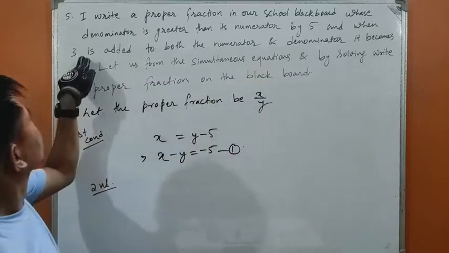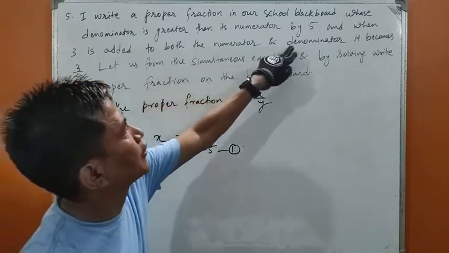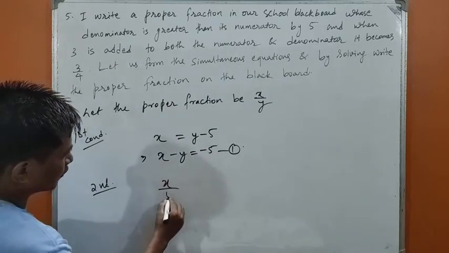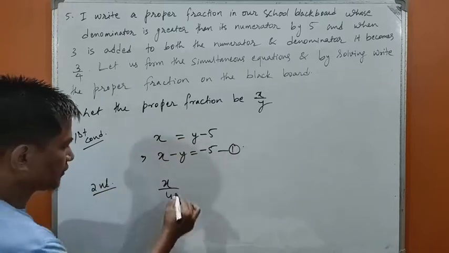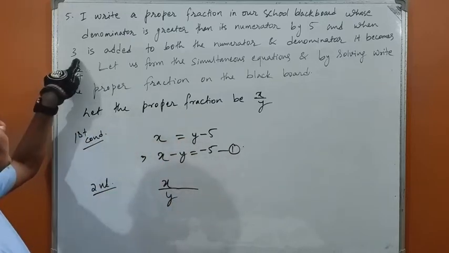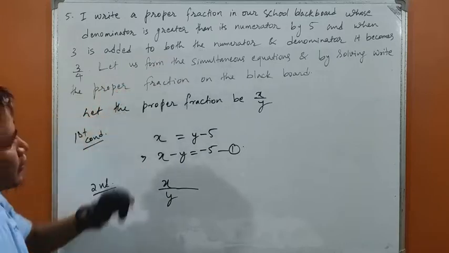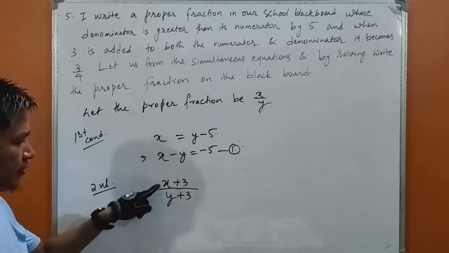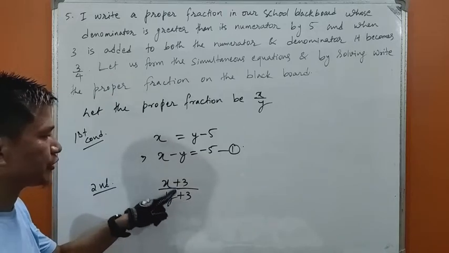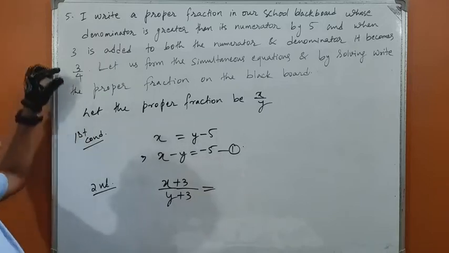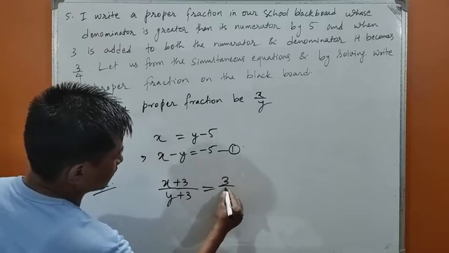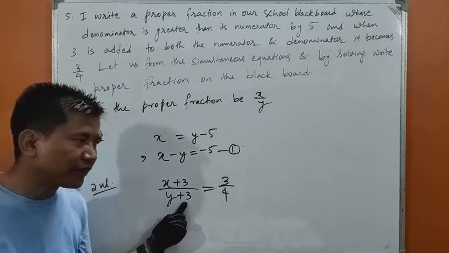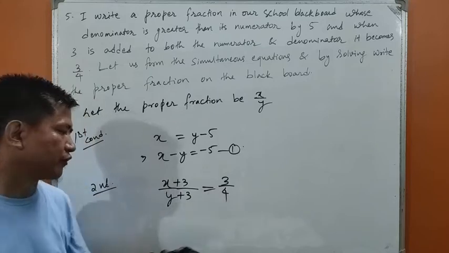And when 3 is added to both the numerator and denominator, it becomes 3 upon 4. This is the proper fraction x upon y, isn't it? So if 3 is added to both the numerator and denominator, plus 3, the fractional number becomes 3 upon 4. This is the second condition. So let us see.